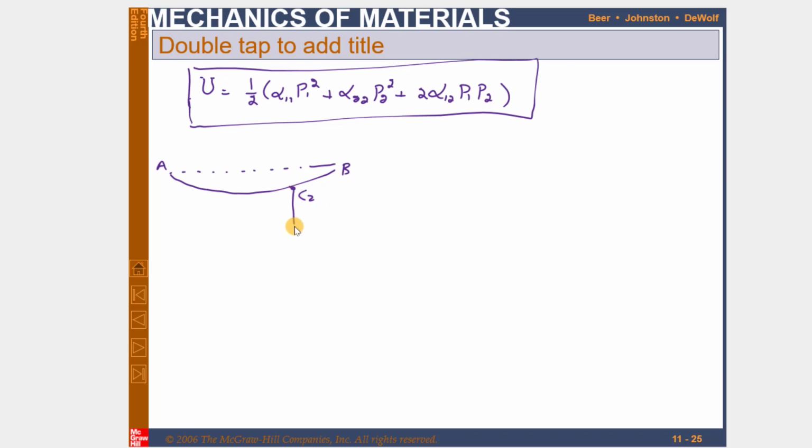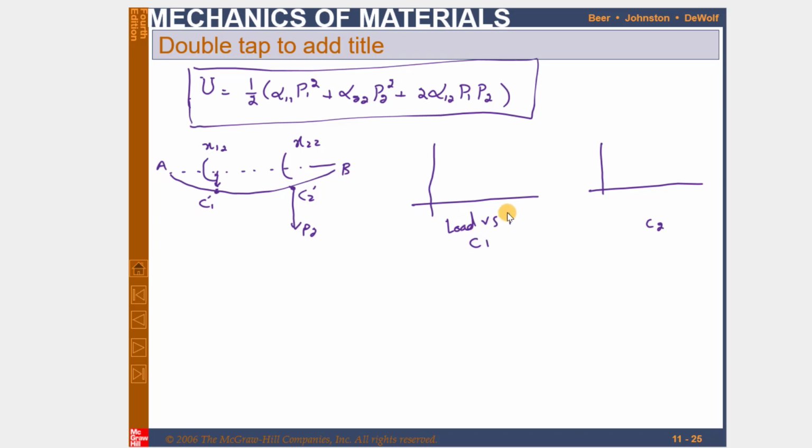So if you apply a load P2 and there is no load at C1 dash, this is C2 dash. Clear? So this displacement is x22 and this displacement will be x12. Now I will draw a load versus displacement curve for C1 and a load versus displacement curve for C2.